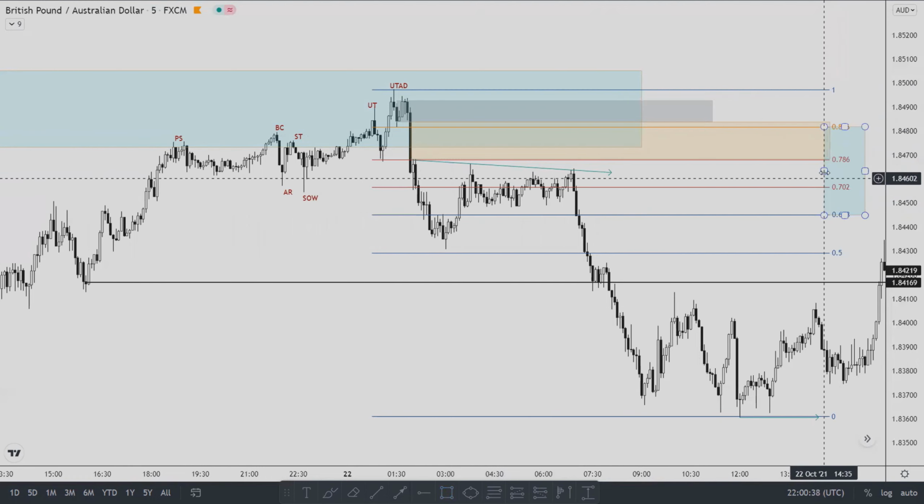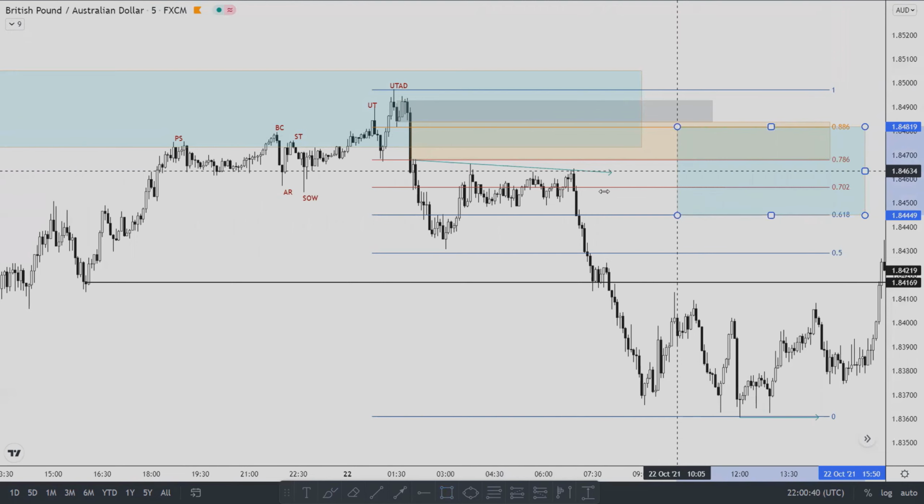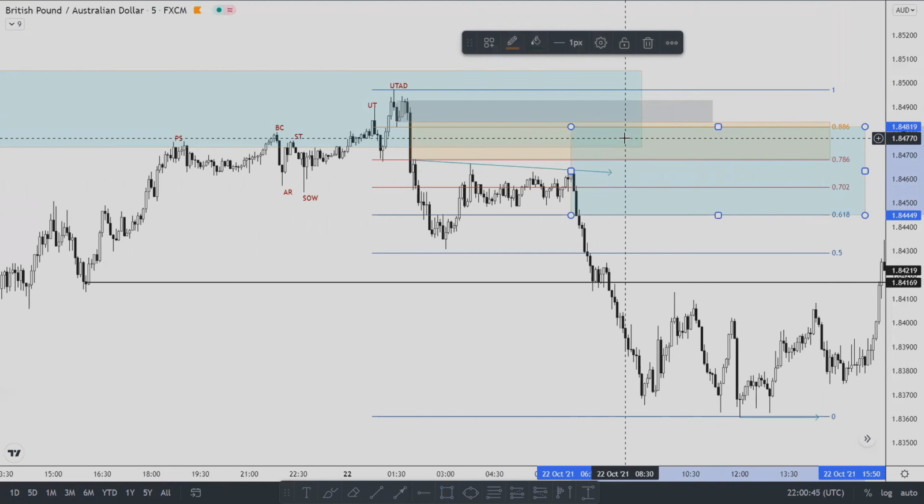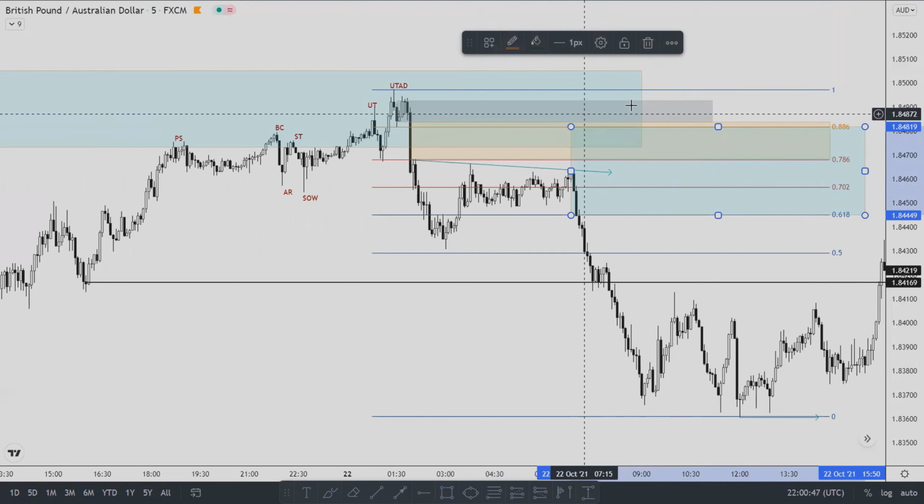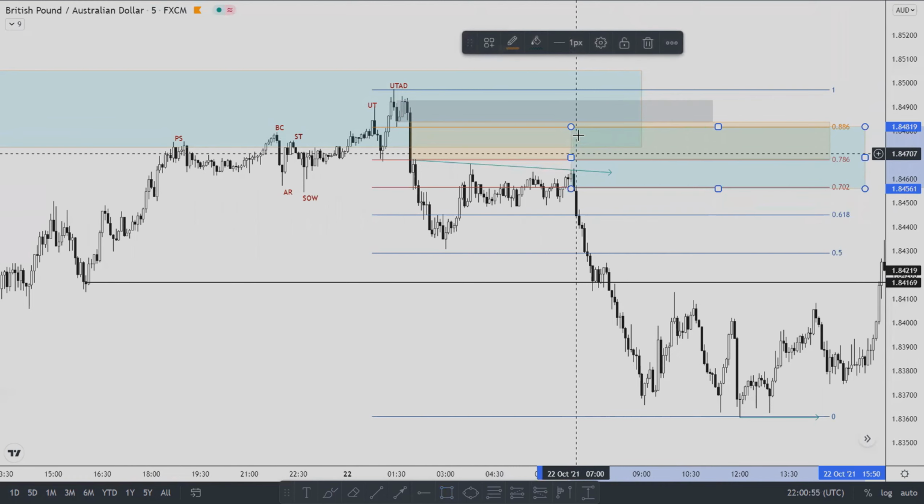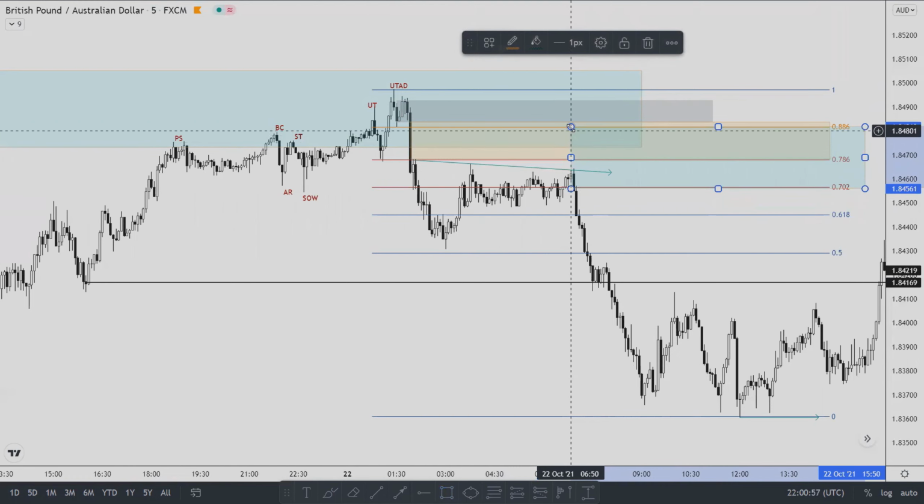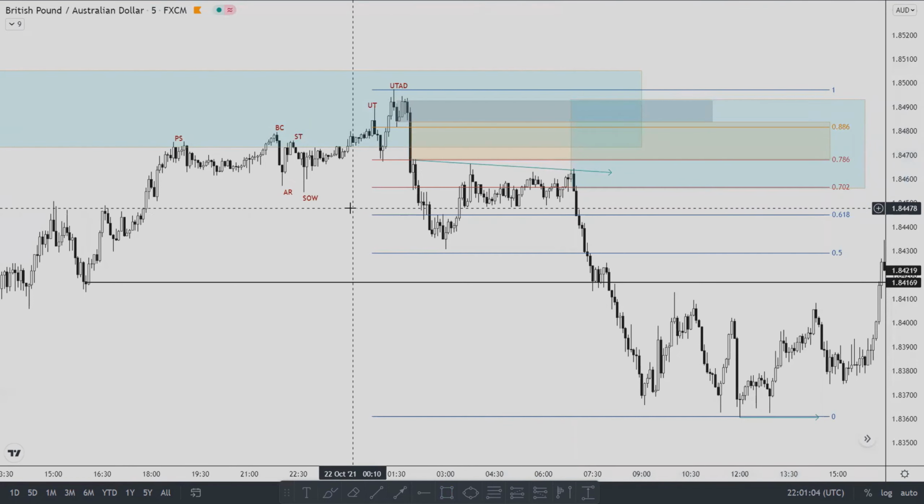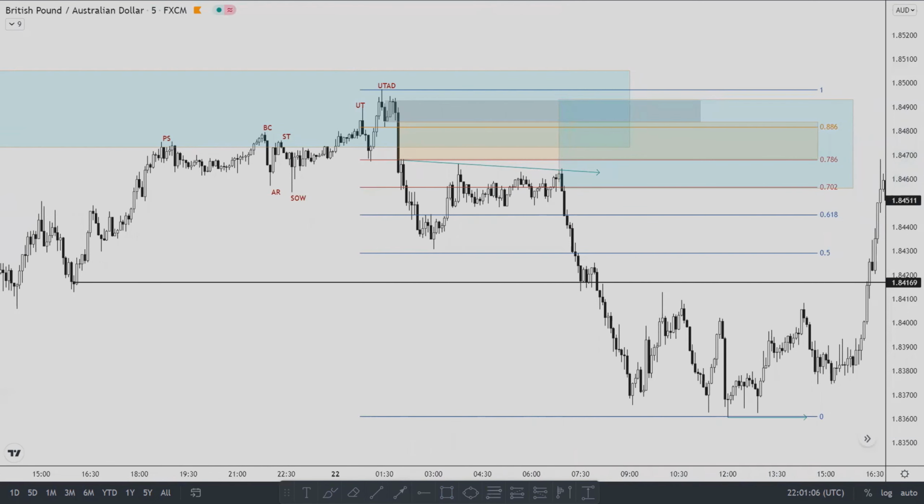So just checking what falls into that area, that liquidity level and the imbalance. And then the IC, institutional candle, is just above it. So I'm going to be looking from the 70.2 level all the way up to here. So what that could look like could then be something like this.